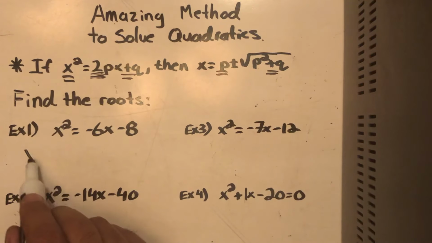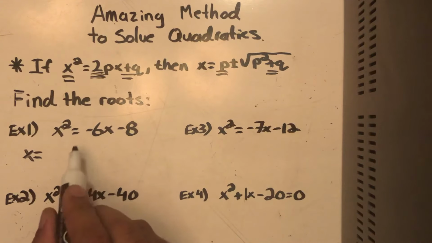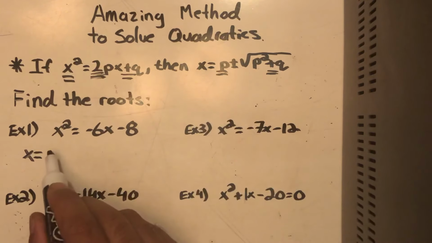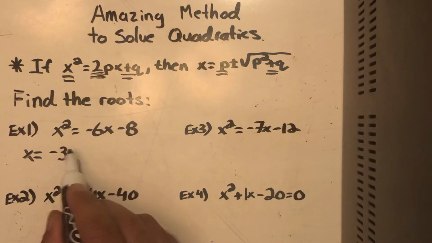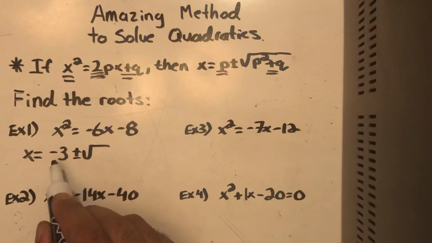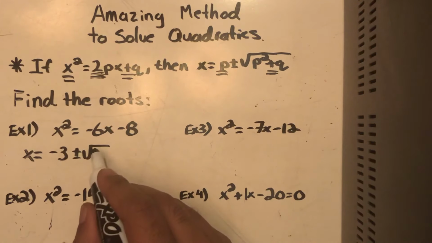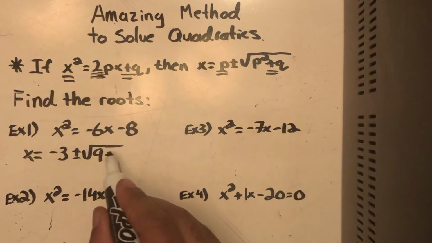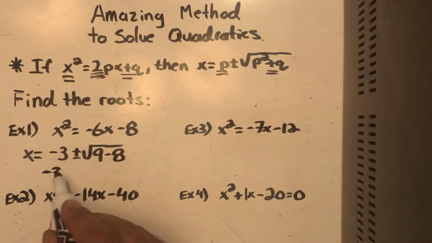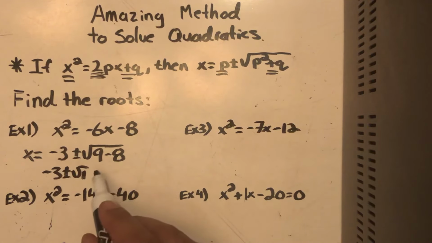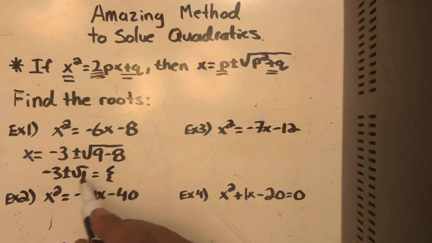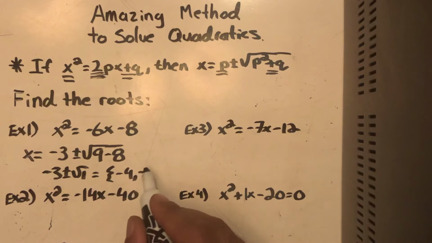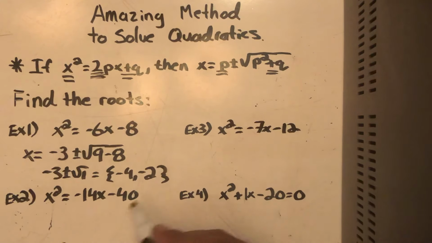Find the roots. x equals half of -6 is -3, because -6 is 2p, so p is just -3. So all you have to do is take half of this to start, plus or minus. This is my p, so what's my p squared? -3 times -3 is 9. And all I do is attach the constant, plus q, so -8. It's that easy. So my answer is -3 plus or minus the square root of 1, which we know is just 1. So I have -3 minus 1 is -4, and -3 plus 1 is -2. I'm done.